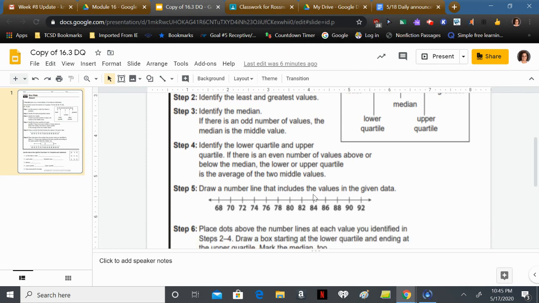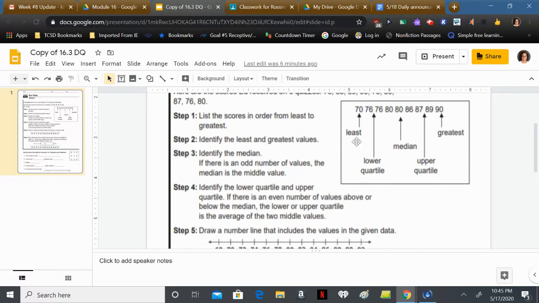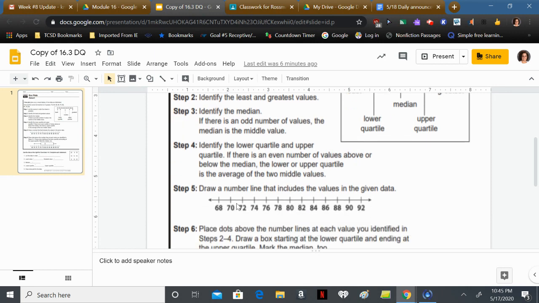You're going to draw a number line that includes the values in the given data. Notice our smallest value is 70, and our largest value is 90. So our number line has to start a little bit below 70 and has to go a little bit above the 90. So they started at 68 and counted by twos. You can't count by ones, your number line would be way too long. So counting by twos is a good, small, equal interval, starting at 68 and ending at 92.